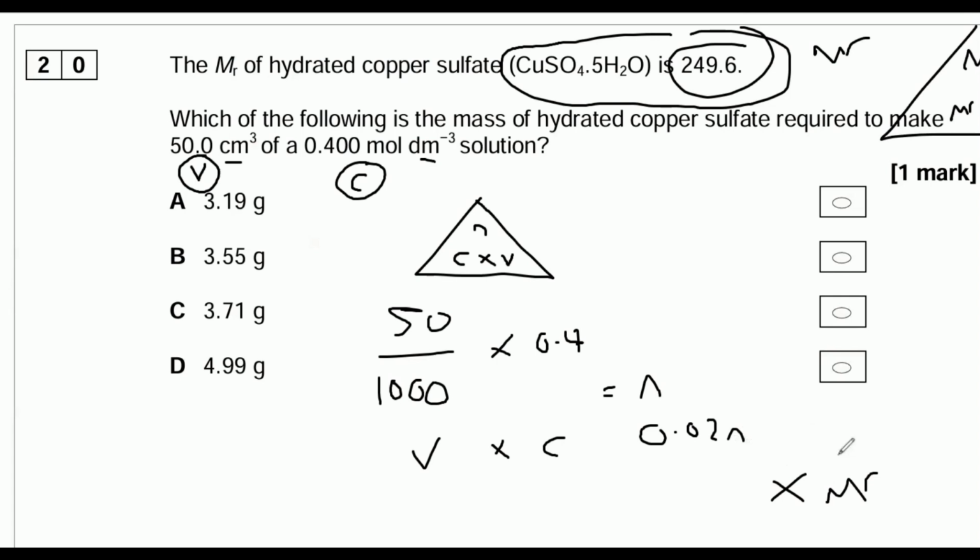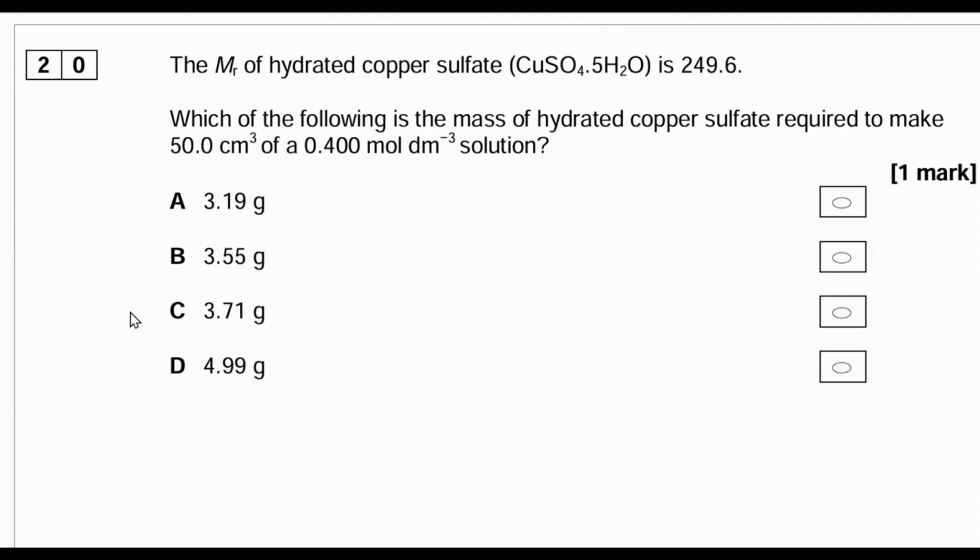So let's do 0.02 times 249.6. What does that equal? That equals 4.992 grams, something or other. So my answer is D. Boom. Okay, moving on.